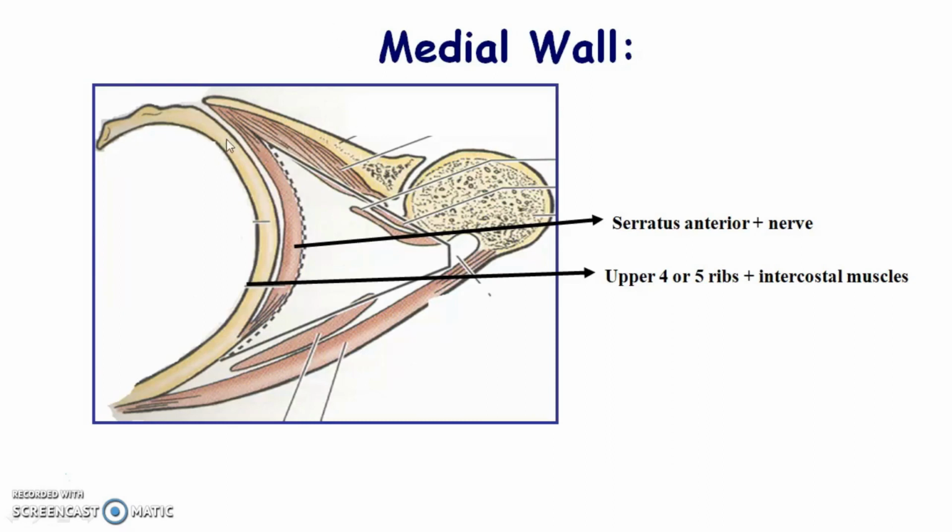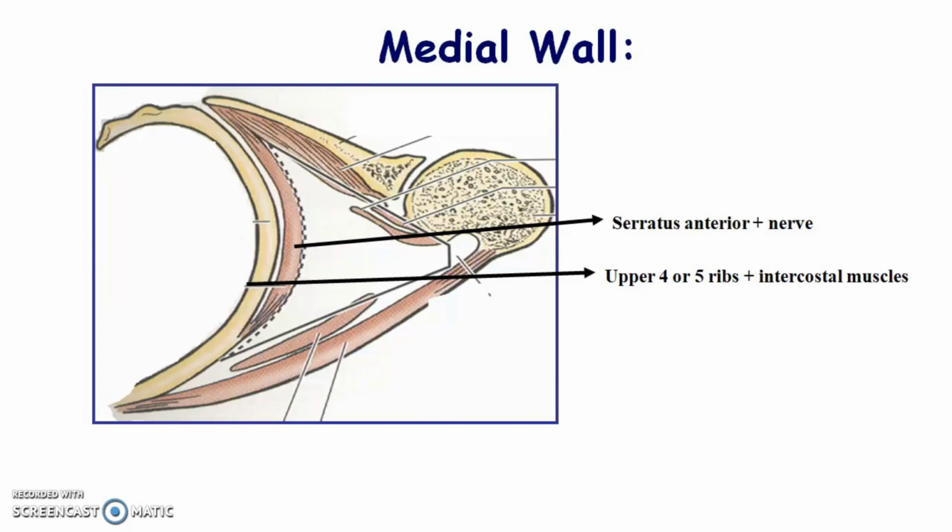Now we are going to see the medial wall. Again, the medial wall is bounded by an important muscle which we already discussed, the muscle called serratus anterior. The serratus anterior is a muscle which is going to form the medial wall of the axilla, which is again carrying a nerve for its own supply, that is the long thoracic nerve. So the long thoracic nerve along with serratus anterior will be forming the major contribution for the medial wall of the axilla.